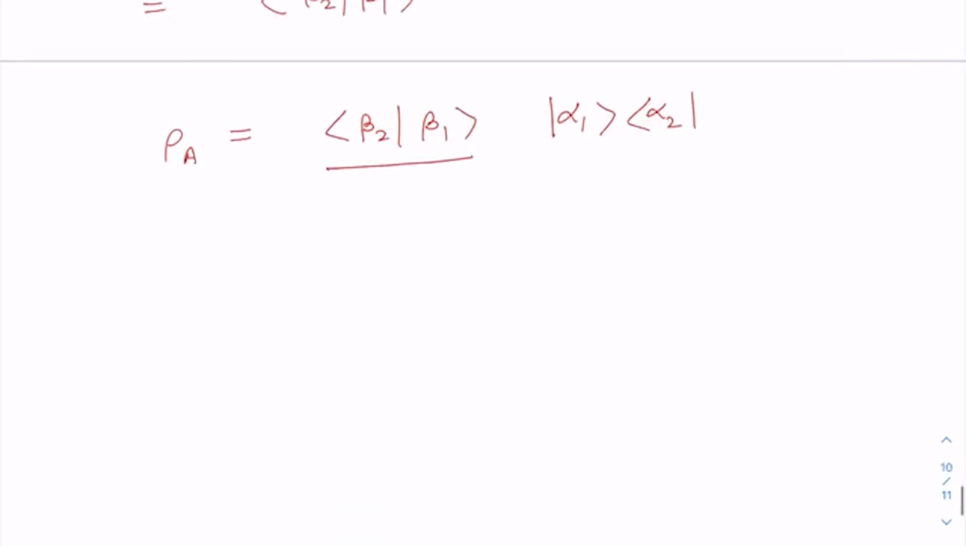Similarly, for system B, if you work it out, you will get bra alpha 2 ket alpha 1 times ket beta 1 bra beta 2.